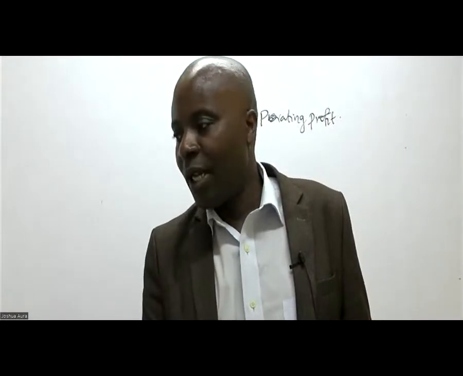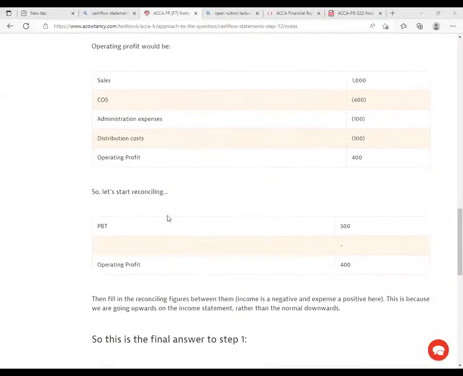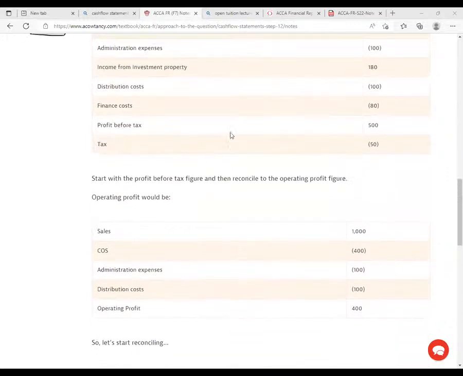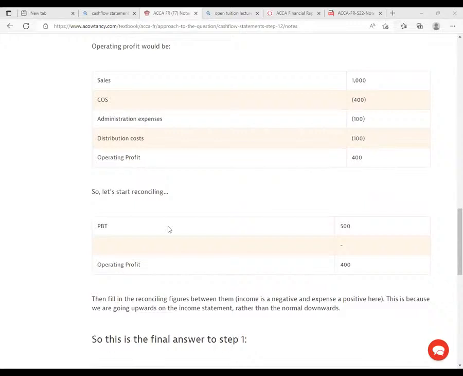Now we continue. Ladies and gentlemen, now let's start reconciling. The reconciliation that they want you to do, they want you to start with the profit before tax, this 500 here, and then you work backwards until you get operating profit. Let me give you 1 minute and we see whether there is anybody who will be able to reconcile so nicely before I start doing something.